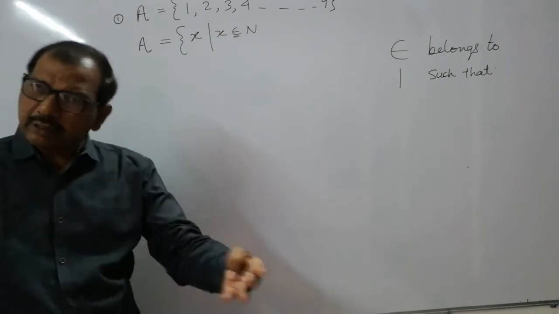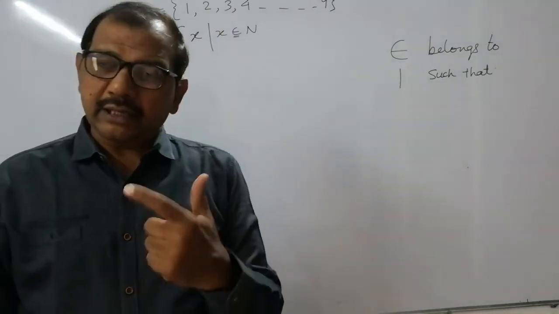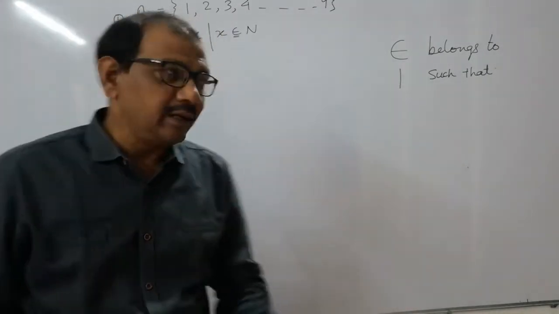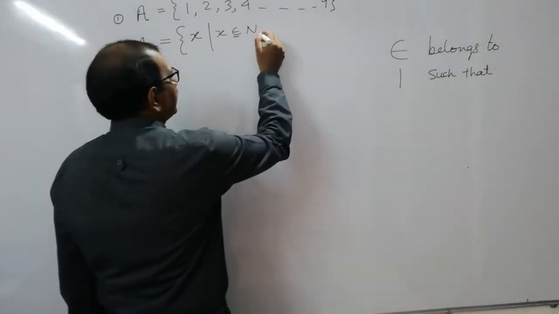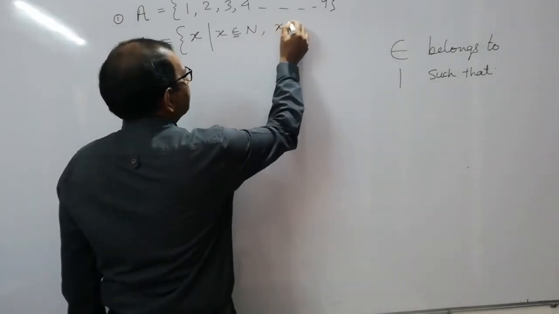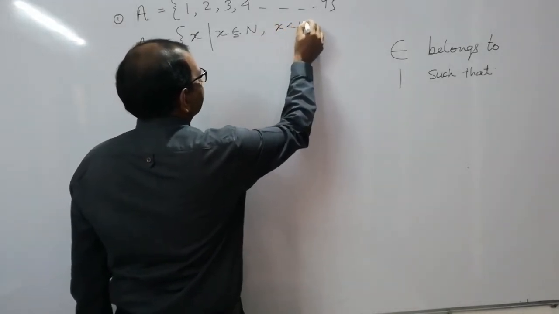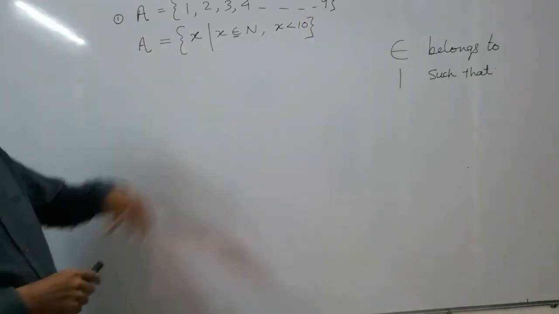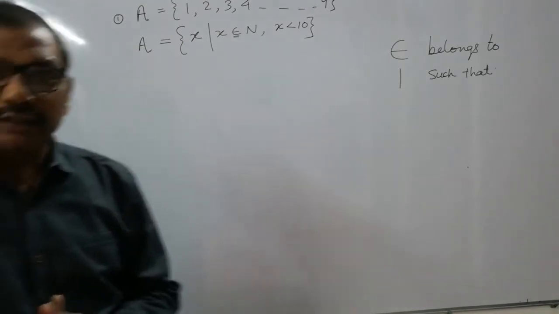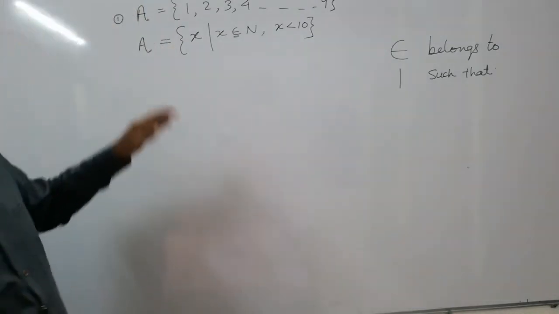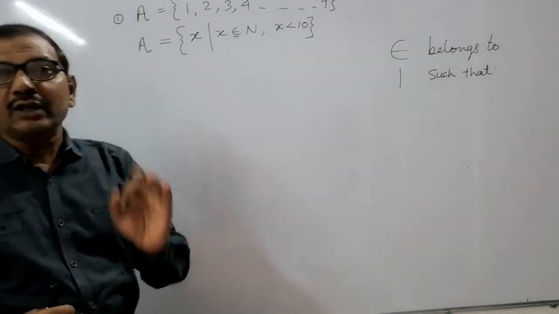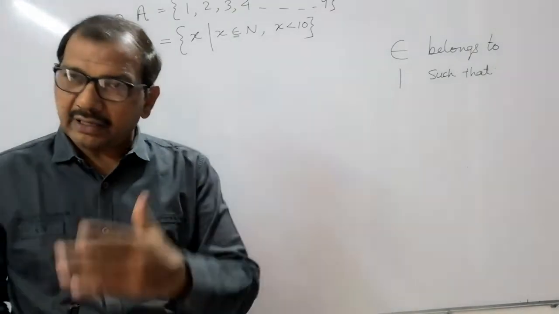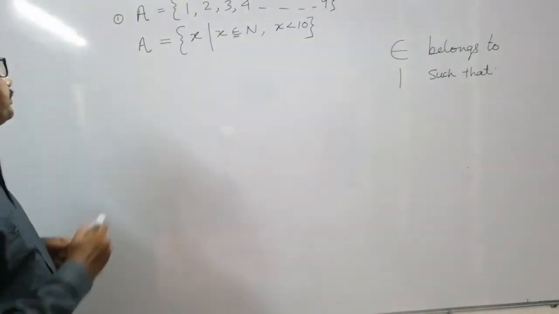So A is a set of all x such that x belongs to N. Have we taken all the natural numbers? No. We have taken natural numbers less than 10. So you will give one more condition here, and x is less than 10. Finished. This way of writing a set is known as set builder method or rule method, right? We'll take one more example.